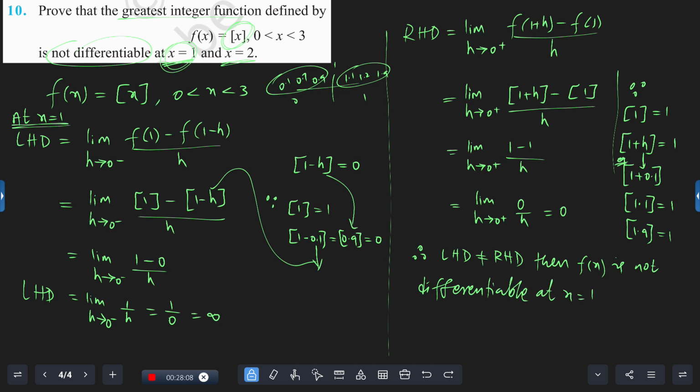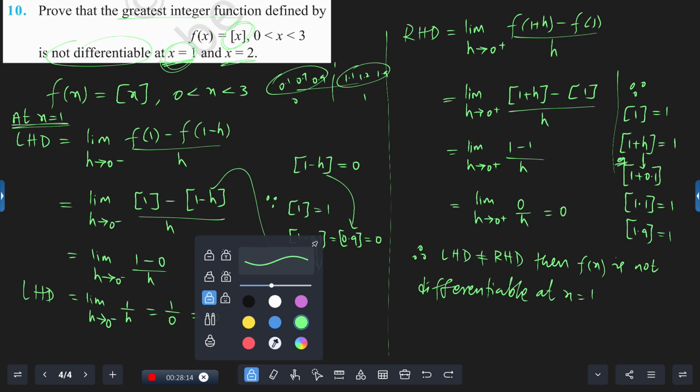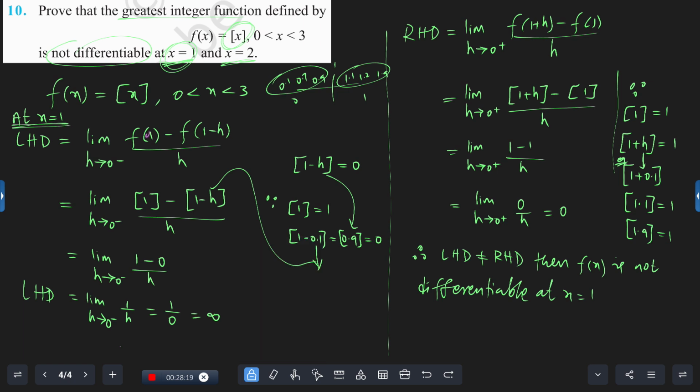Similarly, you people do it at x equal to 2. Can you try? Just listen, I will tell you how to do it. For x equal to 2, here you use 2 minus h, and apply the greatest integer 1. So 2 minus 1 you will get, again infinity only. Have you understood what I am doing? Same thing you do. Don't forget, this is your homework.